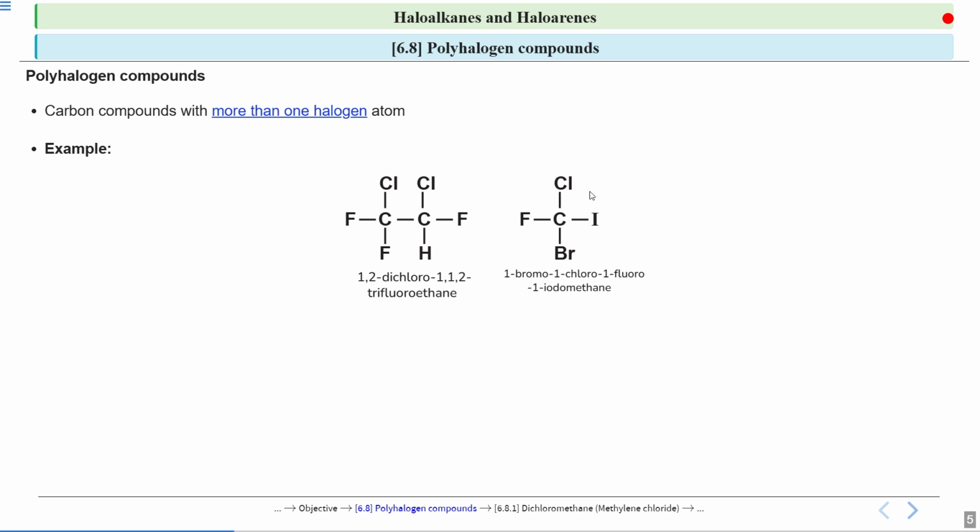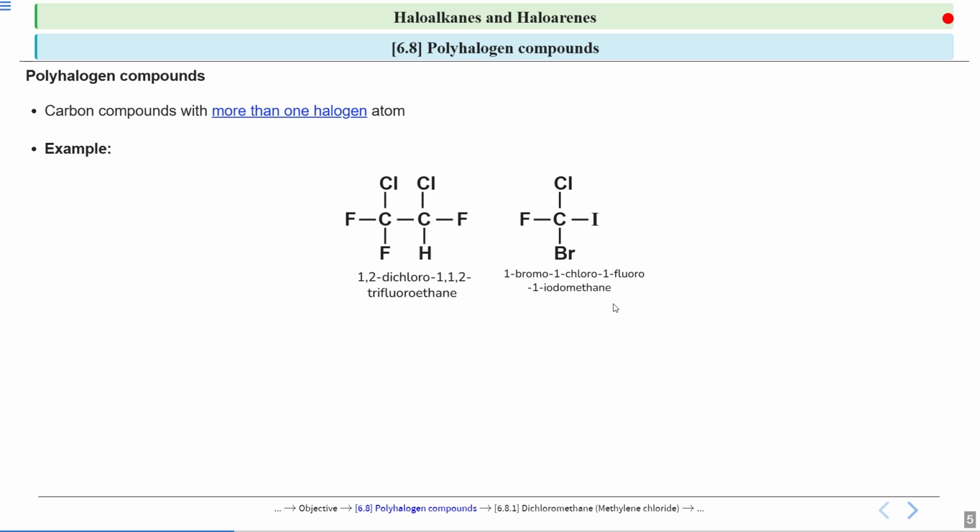Now if you look at the other structure, it has only a single carbon, so it is methane. At this single carbon, you can call it the first position, we have bromine, chlorine, fluorine, and iodine. So the tetravalency of this carbon is fulfilled by these four halogen atoms: fluorine, chlorine, bromine, and iodine. So the name is 1-bromo-1-chloro-1-fluoro-1-iodomethane.